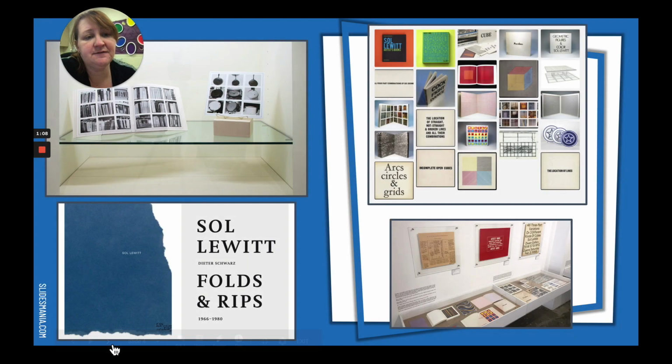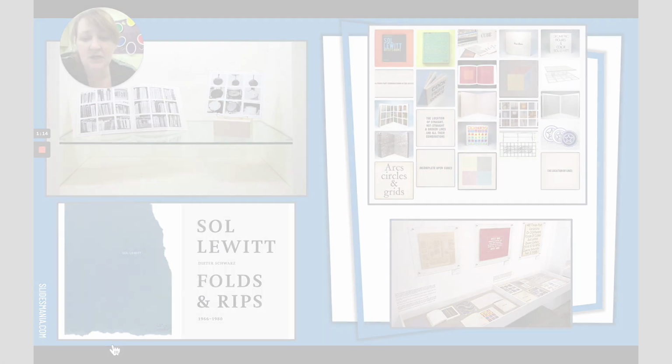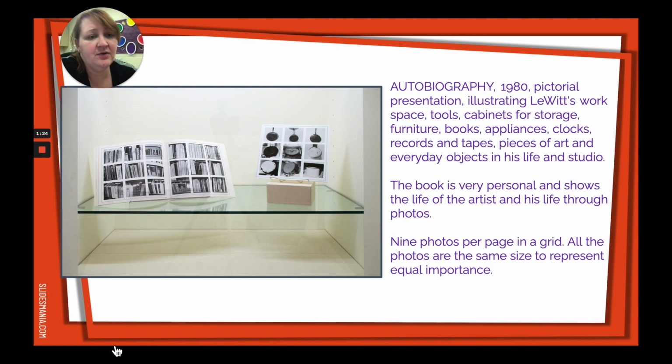He's also famous for creating different art books. He would have published little sets of books and then sell those. The star of the show for our photography project was this piece of art called Autobiography, and it was made in 1980. It was a pictorial representation of Saul LeWitt's life, his studio, his cabinets, his books, his furniture. Basically he took pictures of everything within his studio.